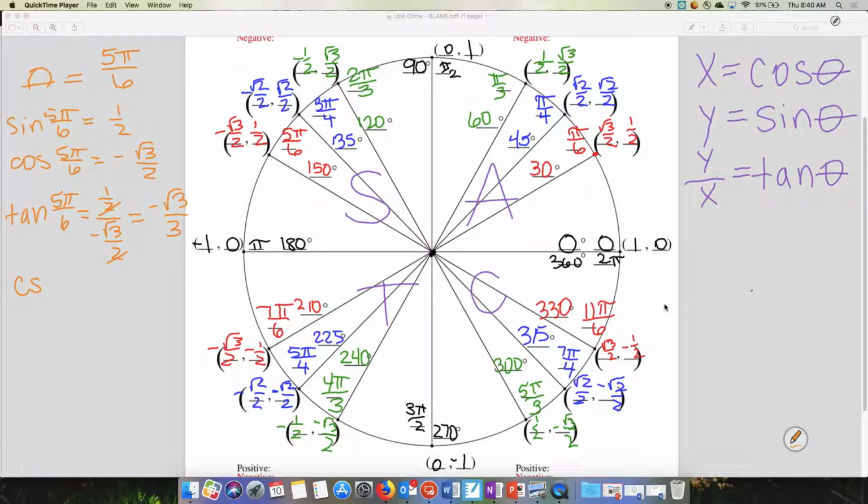we'll move to cosecant. Cosecant of 5 pi over 6. 2, because it's the reciprocal of 1/2. All right, the secant of 5 pi over 6.